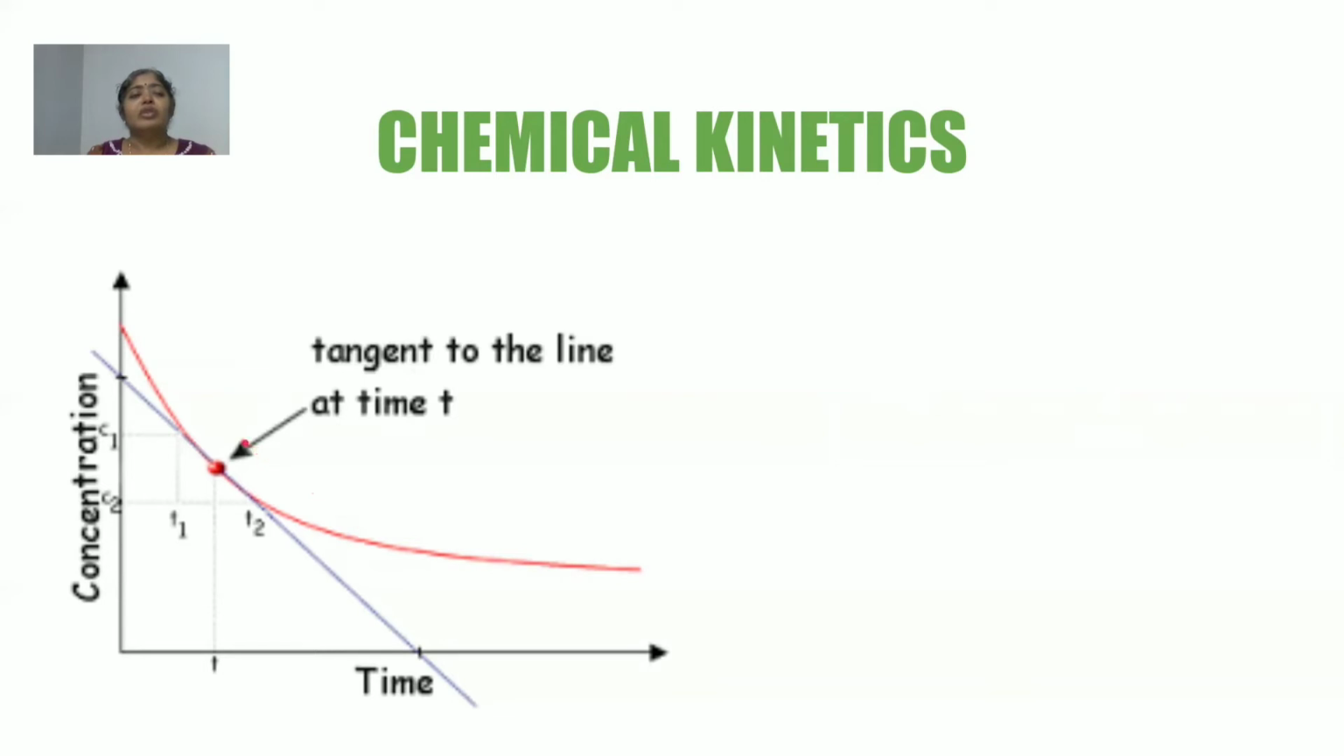You can see the concentration of reactants initially is very high, and as the time passes, as we move to the right hand side, the concentration is decreasing. That means this is a graph of concentration of reactants with respect to time.